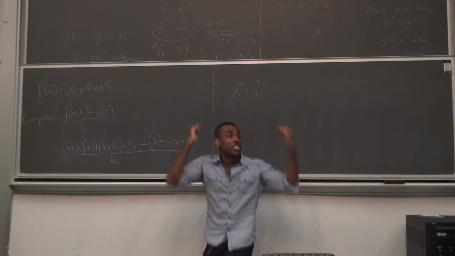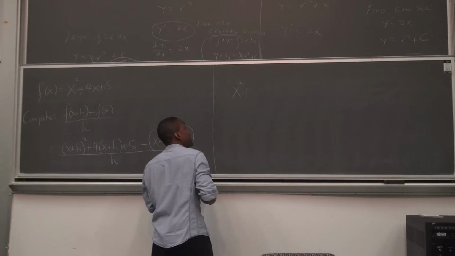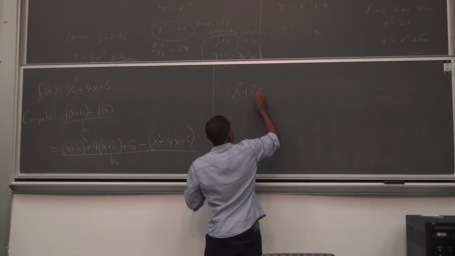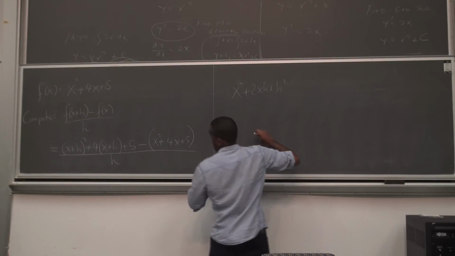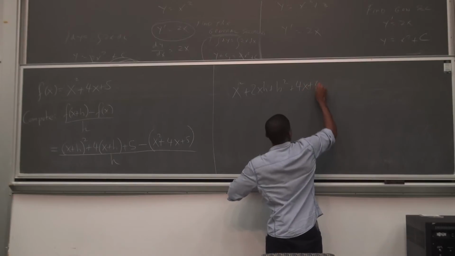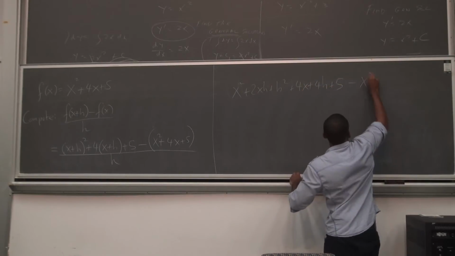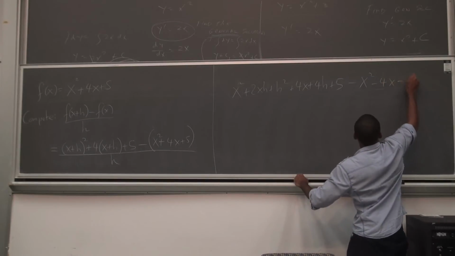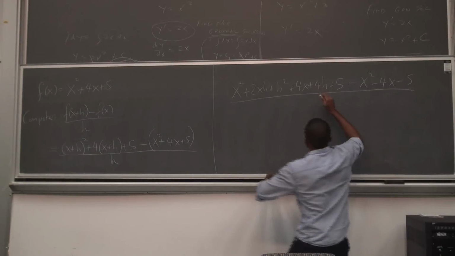No. Do that, I give you a 0. That is not x squared plus h. What is that? 2xh plus h squared, right? So you expand the first guy, plus 4x plus 4h plus 5 minus x squared minus 4x minus 5.